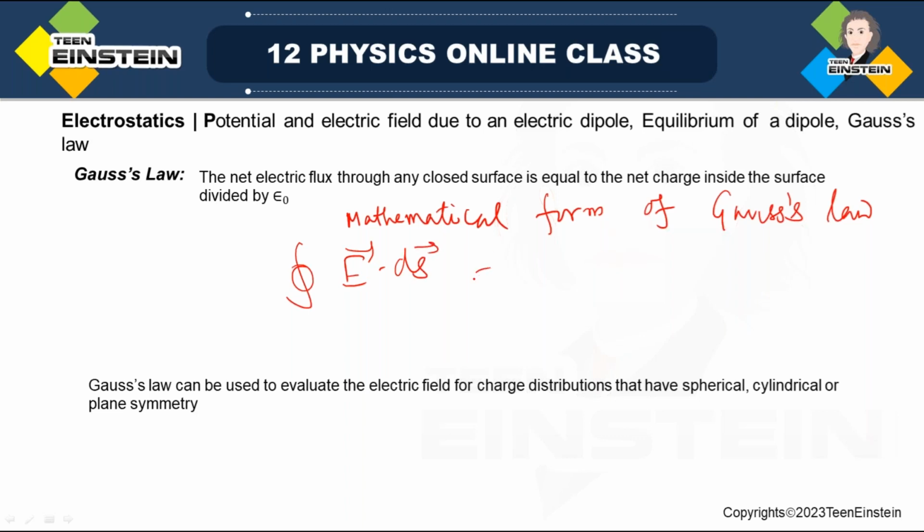So the mathematical form of Gauss's law is this: the charge enclosed by the closed surface, and this is a dot product. Gauss's law can be used to evaluate the electric field for a charge distribution which has specific symmetry, either planar, spherical, or cylindrical symmetry.